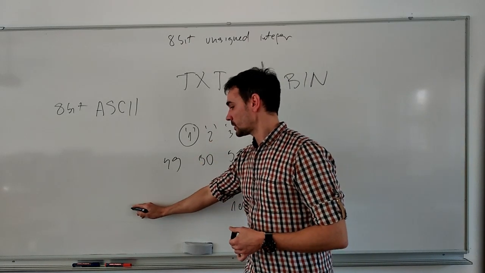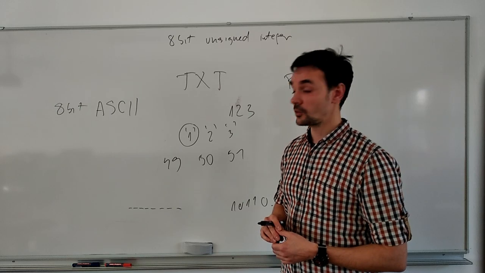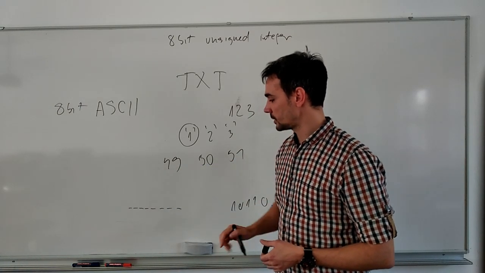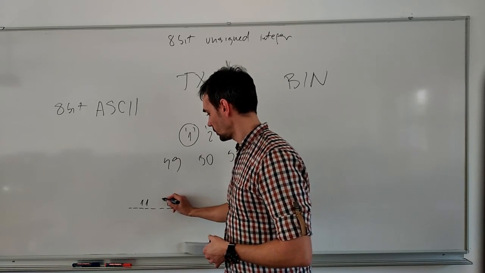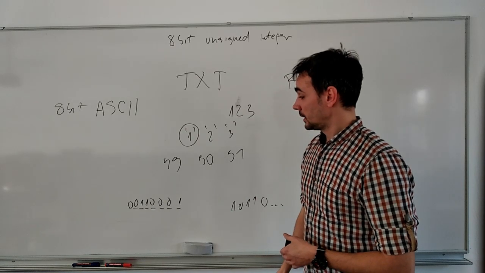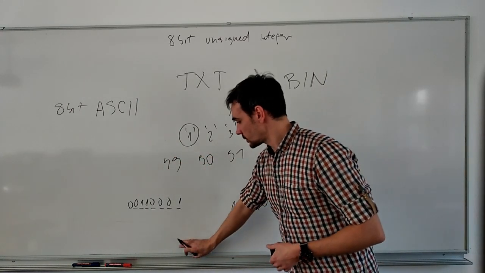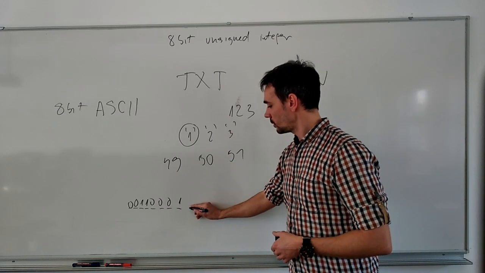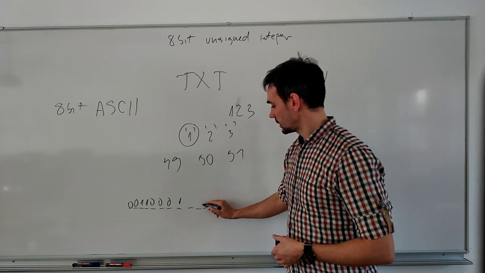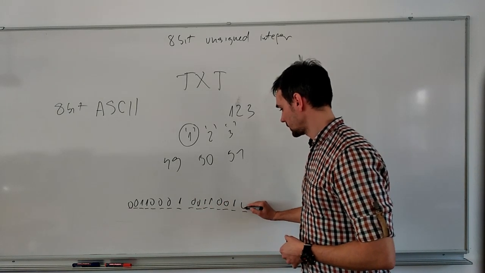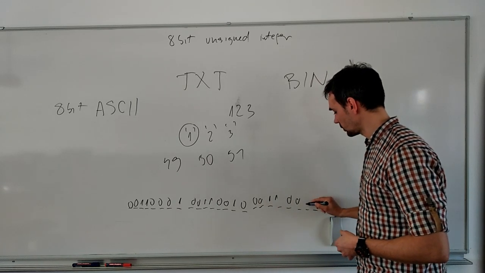So 49, when transformed into 8-bit ASCII code, means we'll have 8 binary digits. When the number 49 is transformed into a binary system, we have 32 plus 16 plus 1, and all the other digits are 0. So when storing character 1 into text, I will actually store this string of bits. The same thing goes for all the other characters. Character 2 will be stored as the binary number 0, 0, 1, 1, 0, 0, 1, 0, and character 3 will have 0, 0, 1, 1, 0, 0, 1, 1.